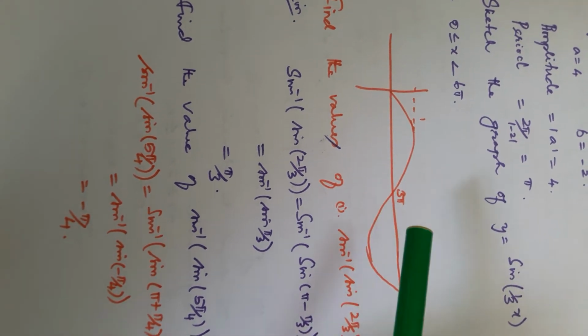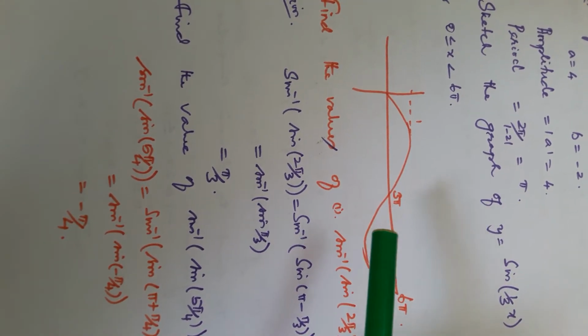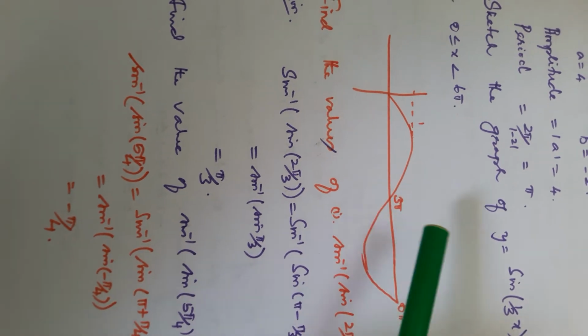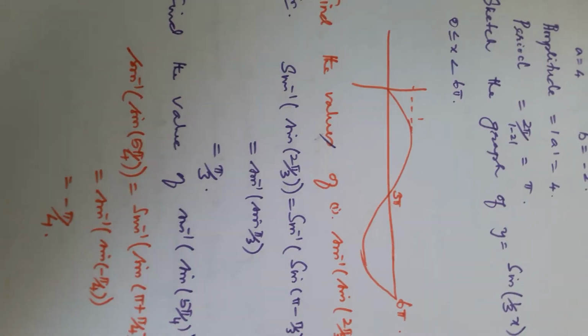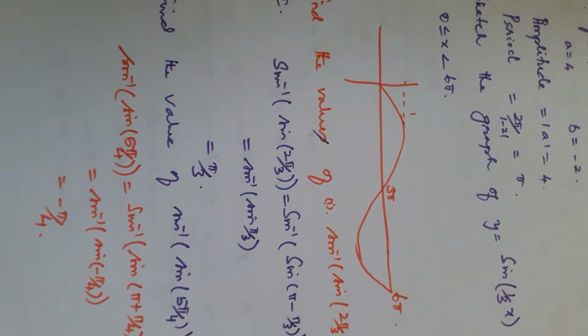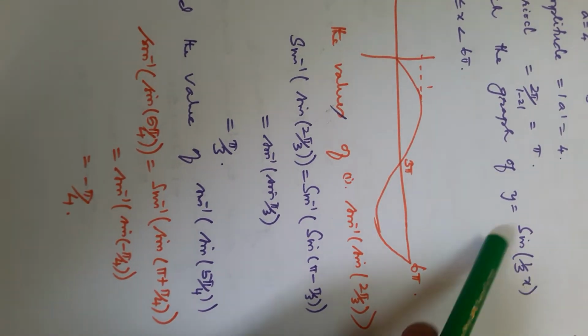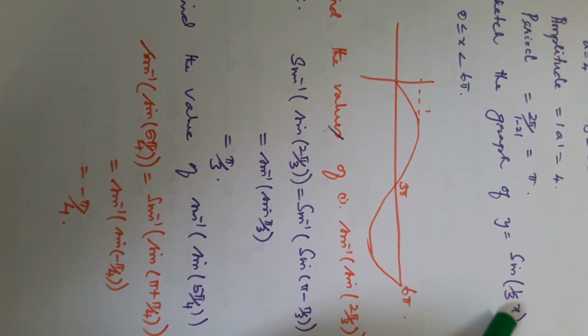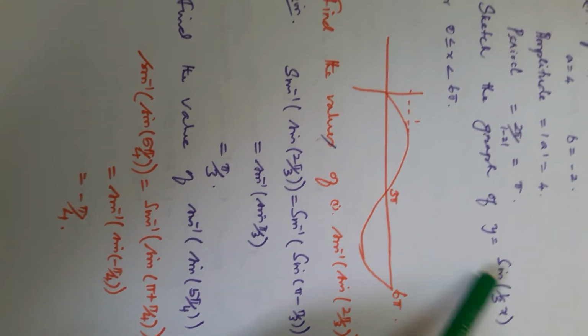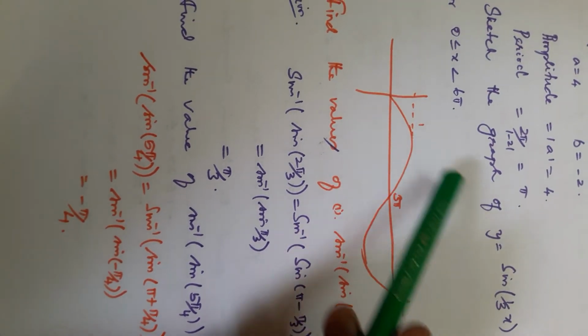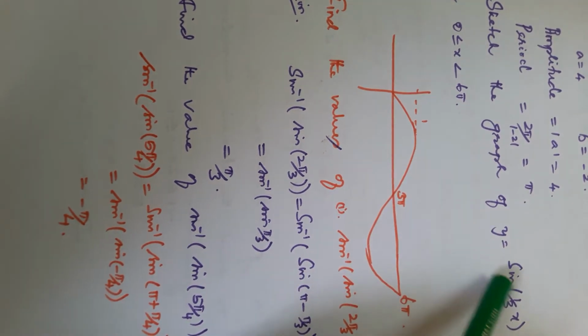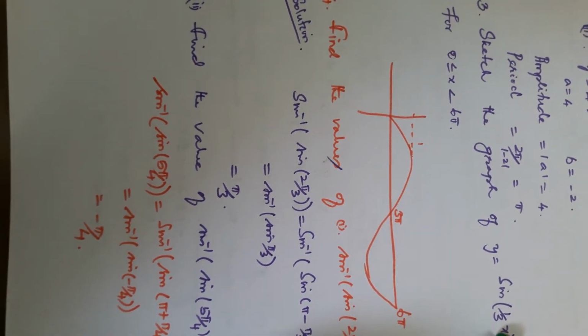So sir, how can we say suddenly it is in the fourth quadrant? 3π is nothing but 540°. So after 540°, the sine will take negative values for 1/3 x. You have to understand that clearly. So this is your graph of y equal to sin(1/3 x).